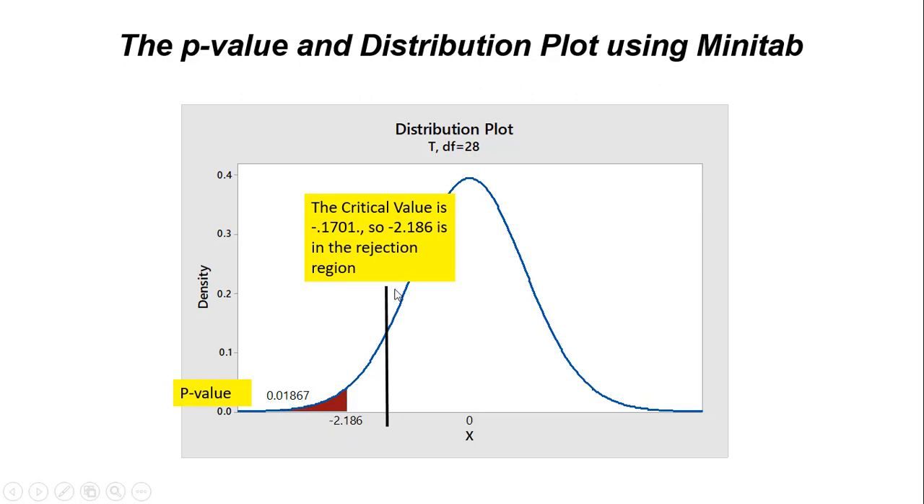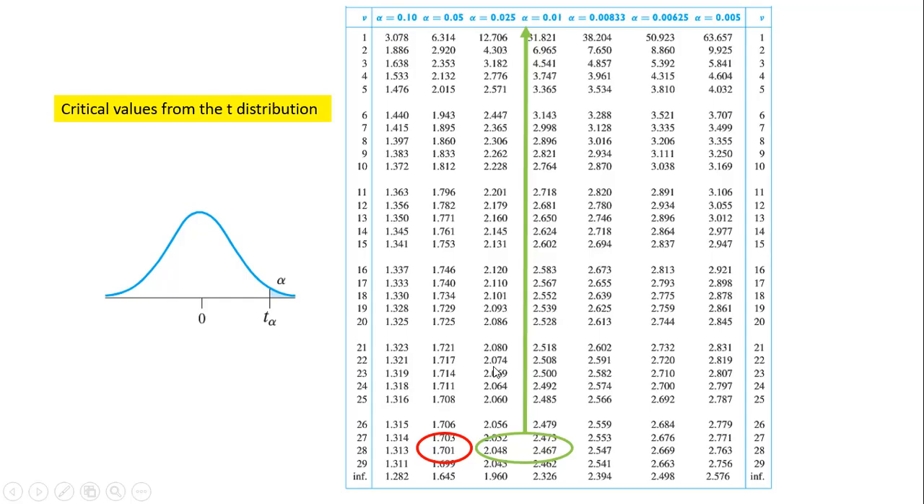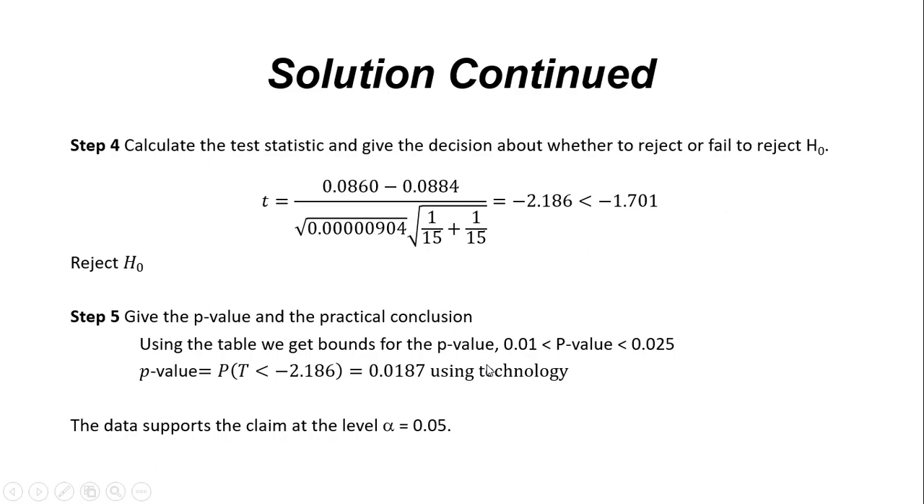0.01867. This black line represents the rejection region. So the rejection region would be everything to the left of this black line. Okay, the black line was at minus 1.701. So finally we could say that the data supports the claim at the alpha equals 0.05 level.